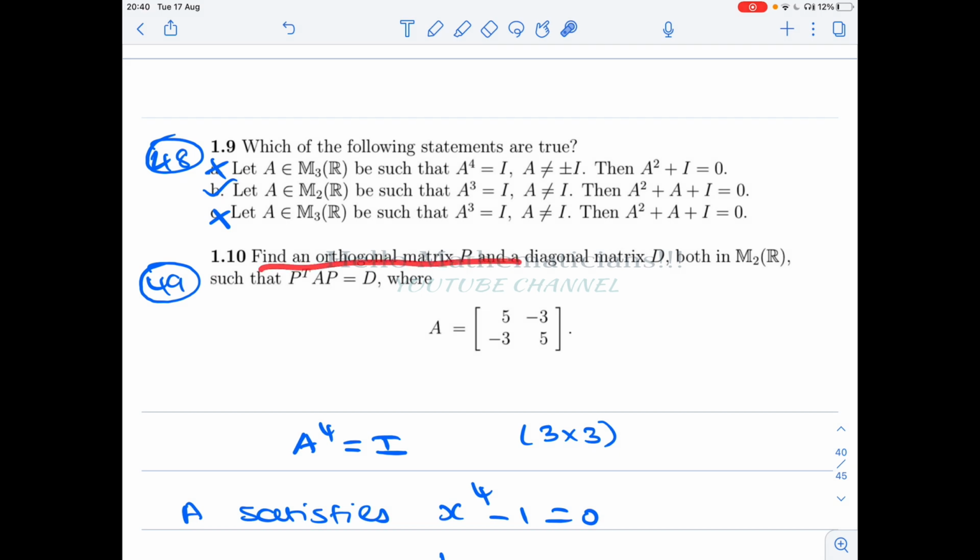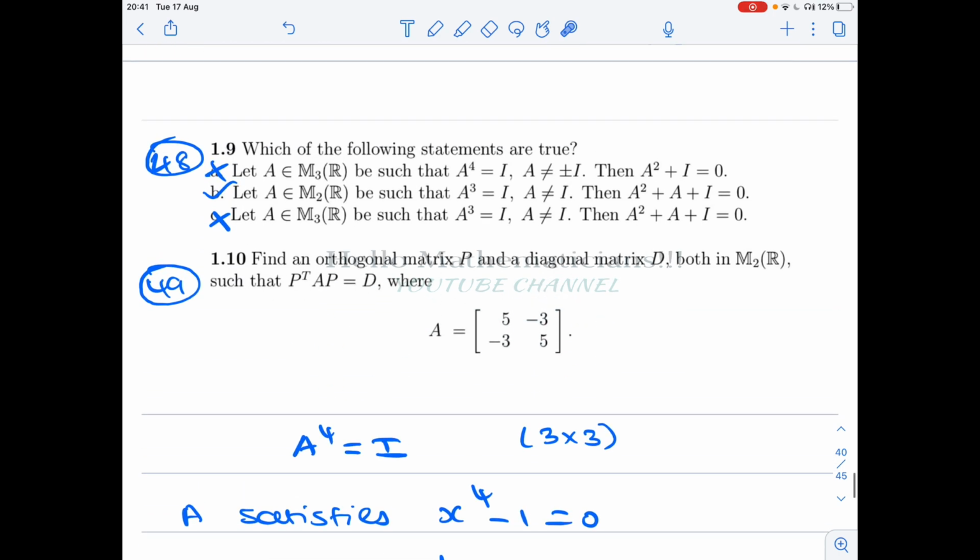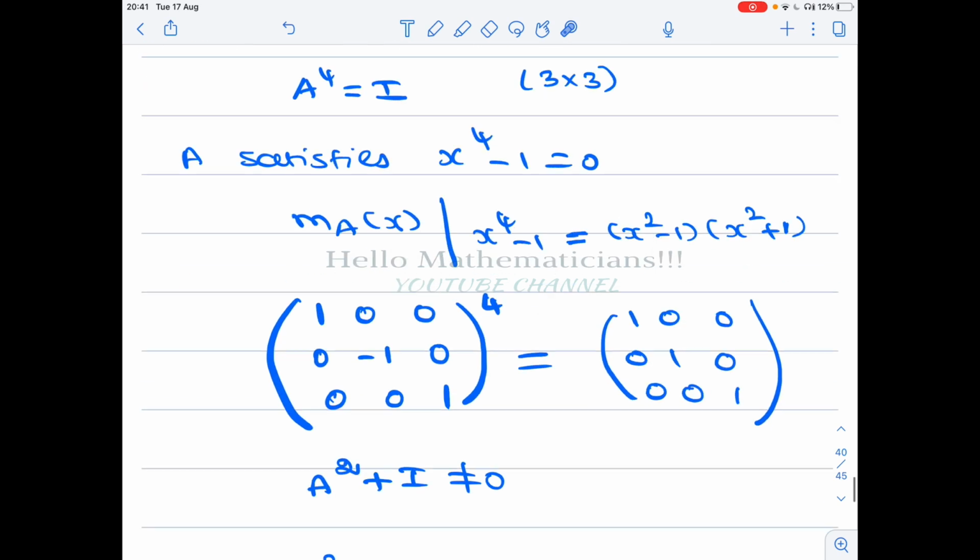Find an orthogonal matrix P such that, with A and the diagonal matrix D both in M2 of R, P transpose AP equals D. So what you do, this is a real symmetric matrix. You calculate the eigenvalues and eigenvectors, you put the eigenvectors as columns, and you will get a matrix that will always be orthogonal if the matrix is symmetric. The eigenvalues you put as diagonal entries, and you will get a diagonal matrix. So this is simple. We have seen it many times, so I'll skip to the next problem.